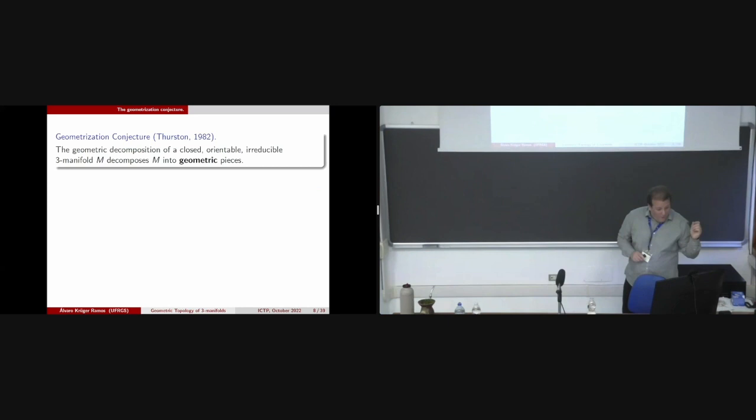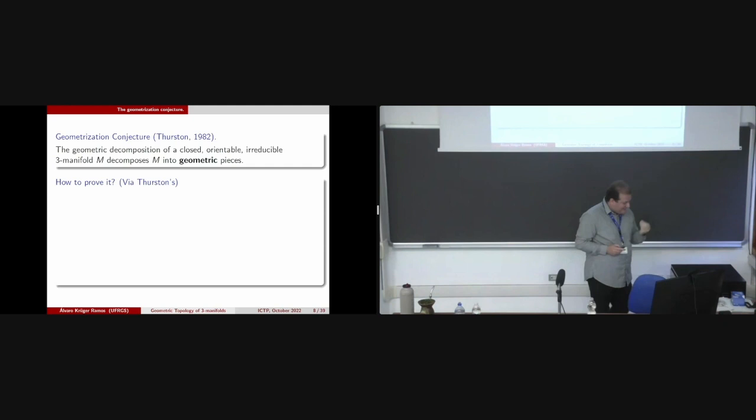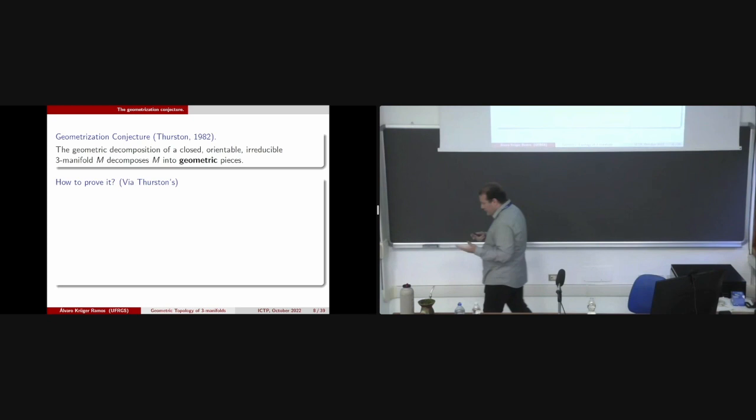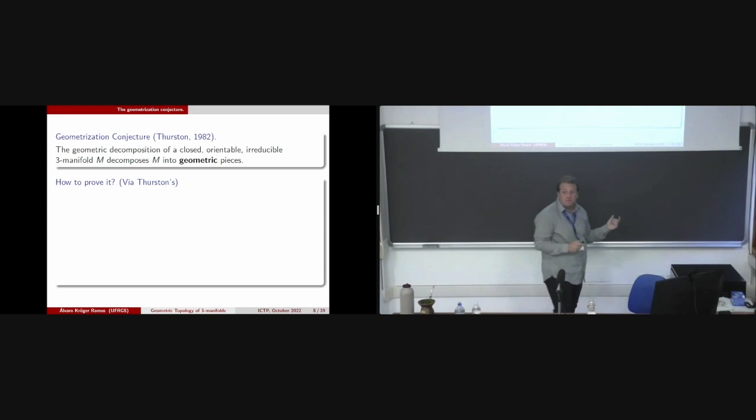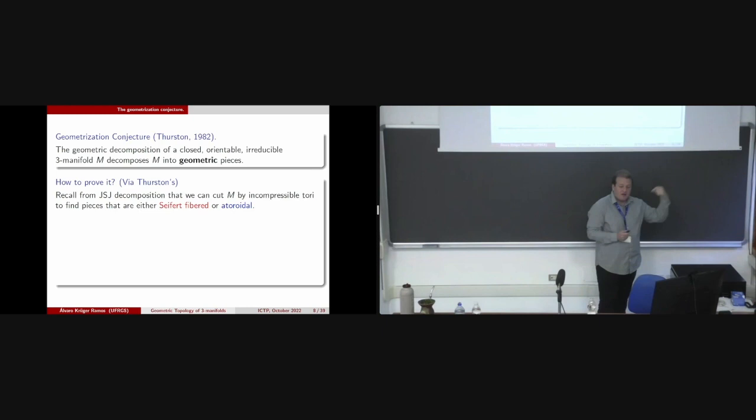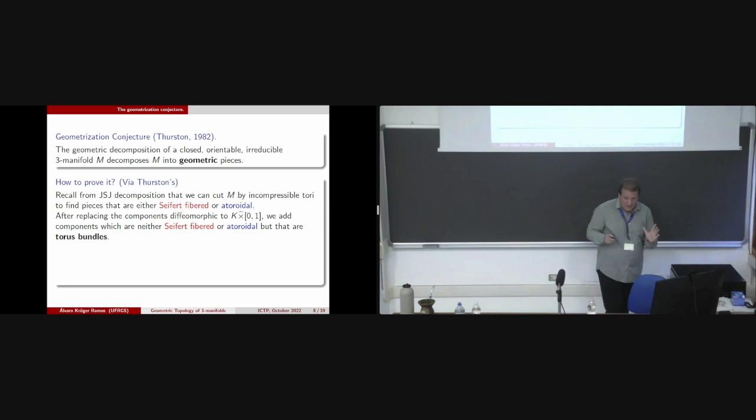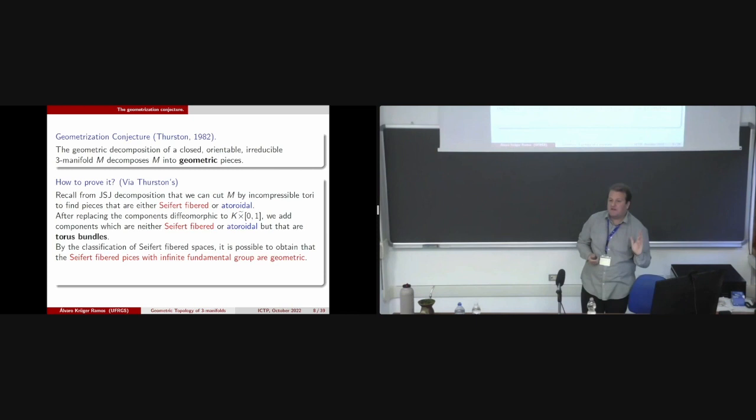Okay, so again, here's the geometrization conjecture, and let's start to prove it. First, let's start to prove it by Thurston's way of train of thought, okay? So first, from the JSJ decomposition, you have either Seifert fiber pieces or atoroidal pieces. Then we replace this twisted bundle over the Klein bottle, we change the boundary torus by the central Klein bottle, and we create the geometric decomposition. And now we added torus bundles.